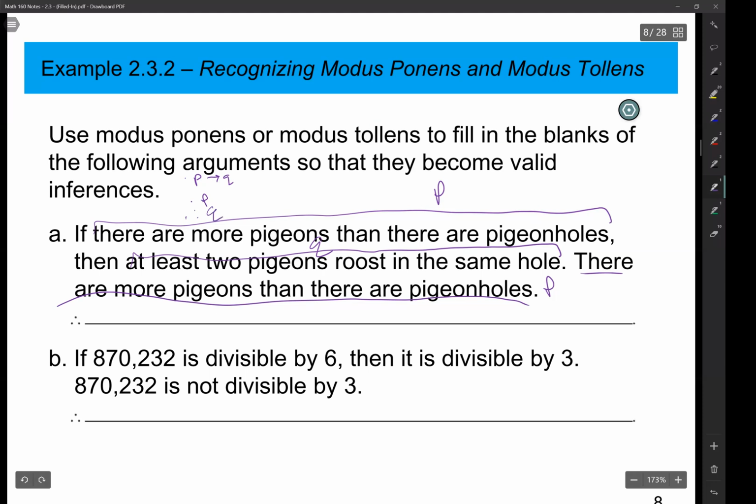So in words, I would say there are more pigeons. Sorry, at least 2 pigeons. I didn't do Q. At least 2 pigeons roost in the same hole, which is just Q right here.